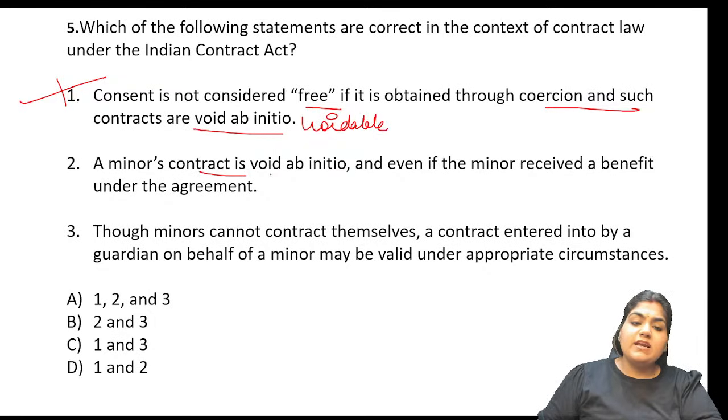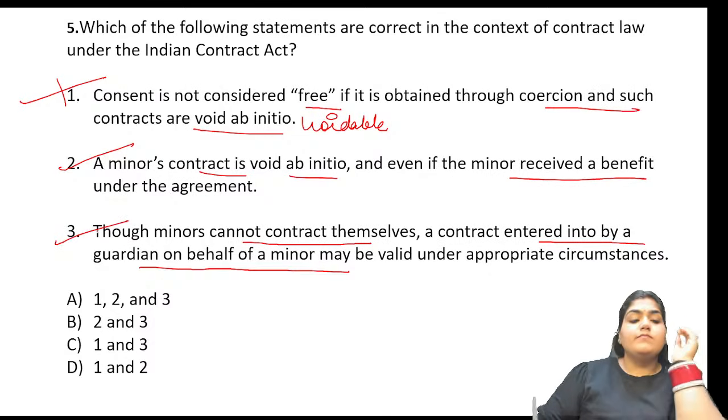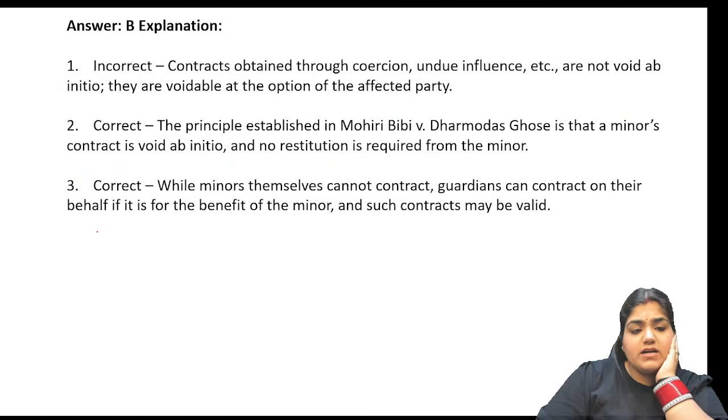A minor's contract is void ab initio, even if the minor receives the benefits under the agreement. Yes. Though a minor cannot contract themselves, a contract entered into by a guardian on behalf of the minor will be valid. Yes, it will be. 2 and 3 are correct. B is the correct answer.